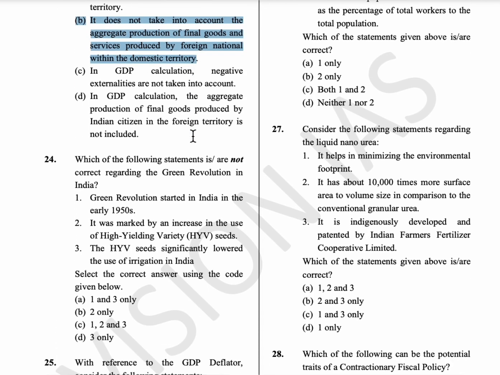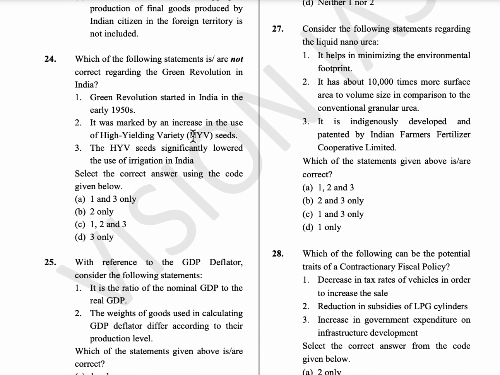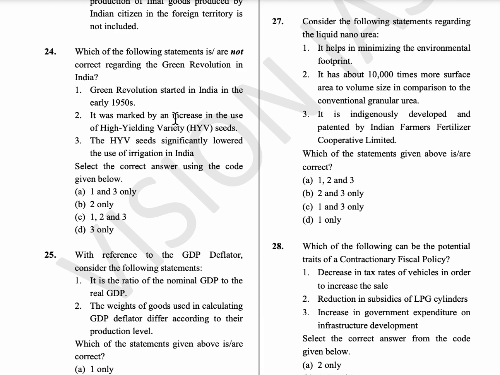24th question, which of the following statements is or are not correct regarding the Green Revolution in India? So the first statement is Green Revolution started in India in the early 1950s. So the first statement is wrong, because Green Revolution started in the mid 1960s and ended in mid 1970s. So first statement is wrong.